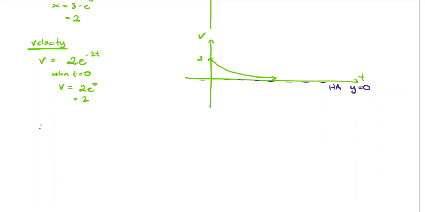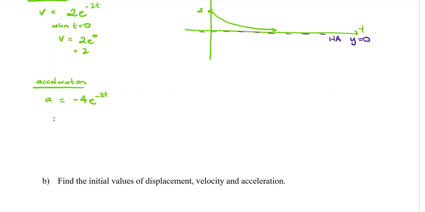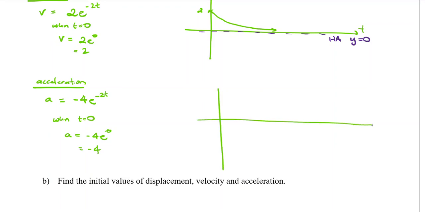And last one, acceleration. Differentiate again. What's the derivative? Negative 4e to the negative 2t. Okay, let's just, before we draw it, let's just straight away sub in when t equals 0. So we have our intercept. So acceleration would be negative 4e to 0, which is negative 4. My asymptote is where? Yep, 0, because I haven't moved that.